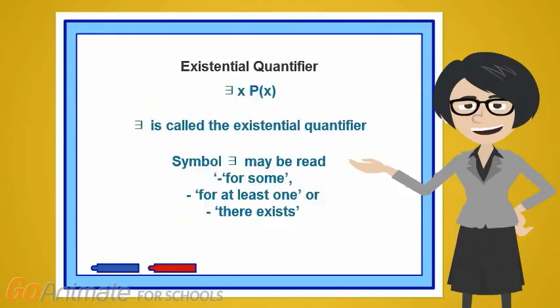One can write, there exists an x such that P(x), where x is in a domain D, in symbols. This symbol ∃ is known as the existential quantifier. The symbol may be read as for some, for at least one, or there exists.